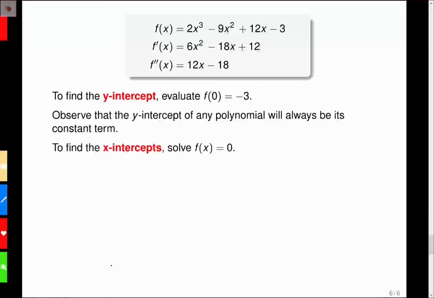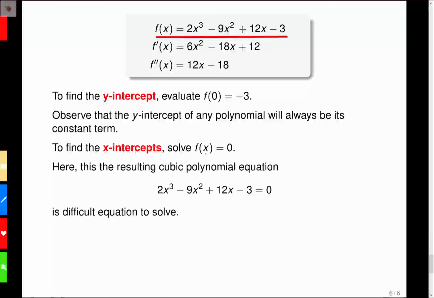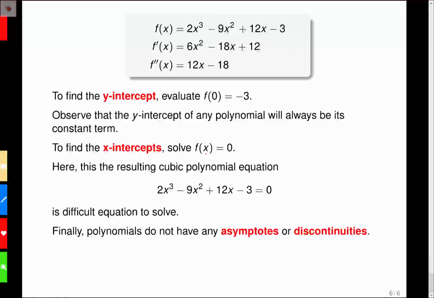Now, to find the x-intercepts, you need to set the y value to be 0. In other words, you set f of x to be 0. This results in the following cubic polynomial equation, which is difficult to solve. Recall from the pre-calculus part of the unit that finding the roots of polynomials of degree 3 or higher is typically much more difficult and laborious than solving linear or quadratic equations, and involves the use of the remainder and factor theorems, along with polynomial long division. Finally, polynomials don't have special features like asymptotes or discontinuities, so we don't really have to worry about them for our example here.